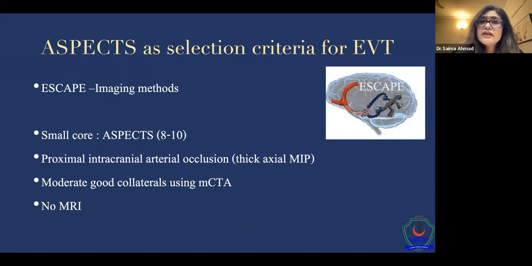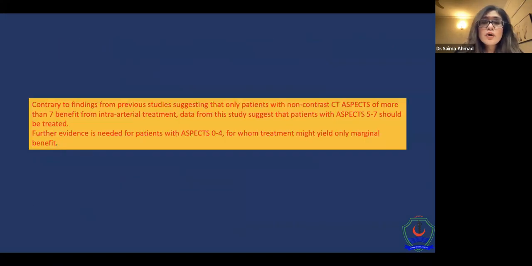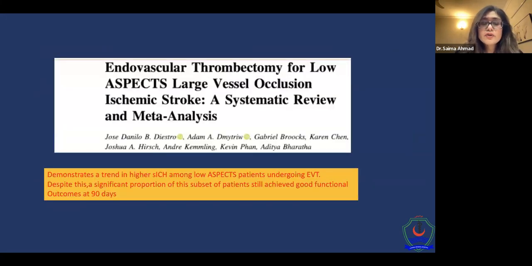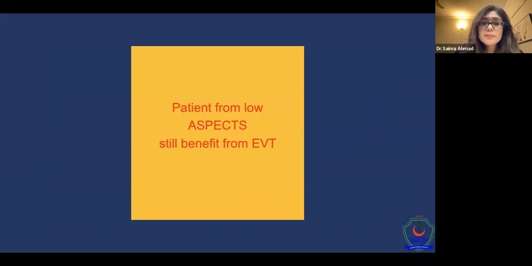As far as MR CLEAN is concerned, they did not include the patients on the basis of the ASPECTS scoring. They included all patients, and they have shown that patients with a low ASPECTS also have a good outcome after EVT. So it is already established. You can see by the number of these articles that if the patients with low ASPECTS are selected for the EVT, they have the better outcome. So we should not defer patients on the basis of the ASPECTS scoring only.